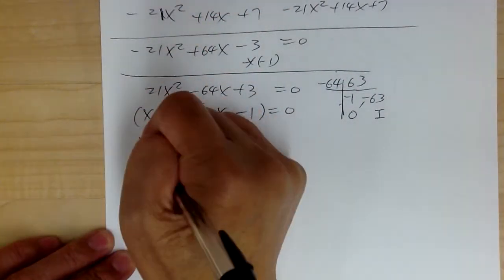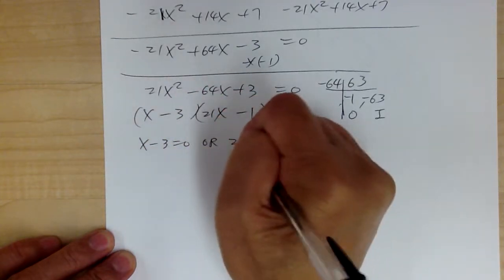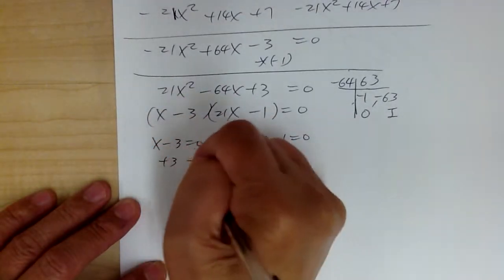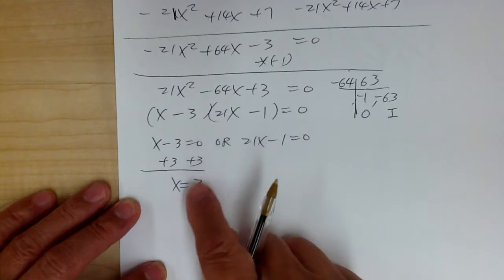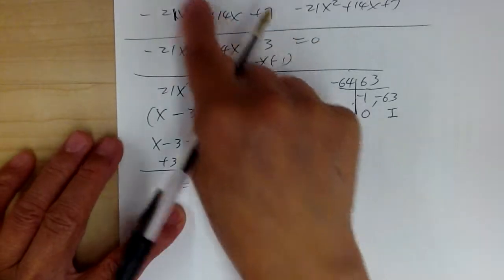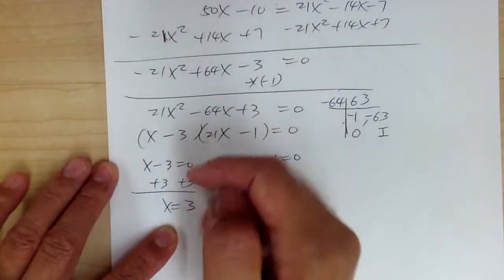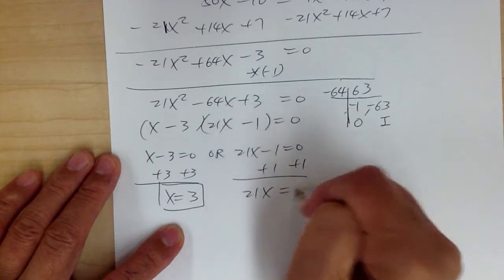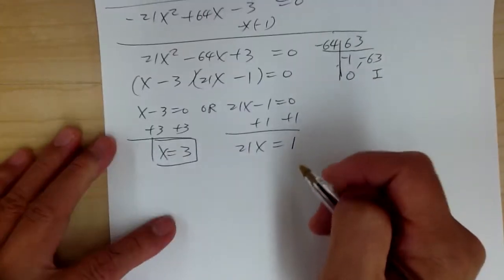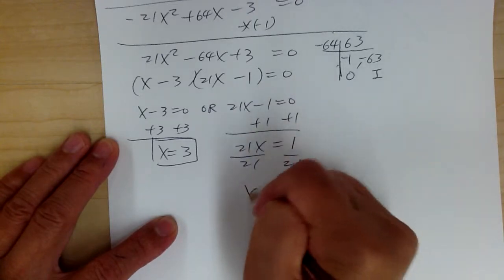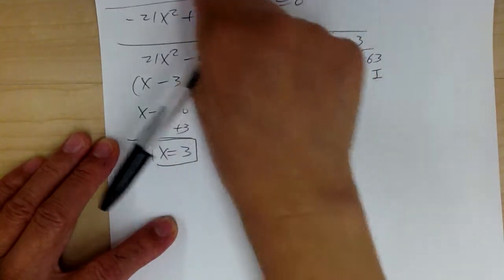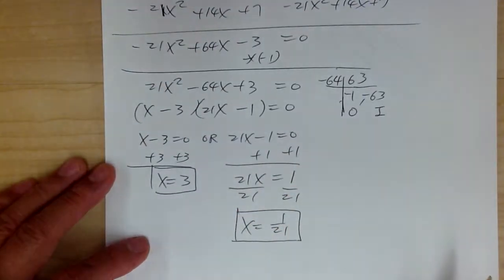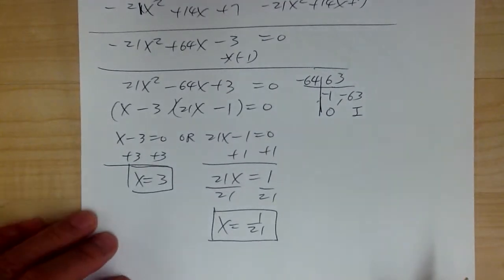From here you're going to get x minus 3 equal to 0, or 21x minus 1 equal to 0. Then from here you plus 3, so x equals 3. You check over here, so 3 is okay, so that one is good. This one over here you plus 1, so 21x equals 1, and then you divide by 21, so x equals 1 over 21. Check with that. Again, 1 is no good, negative 1/3 is no good, so this one is good. Okay, and that's it for number 10.